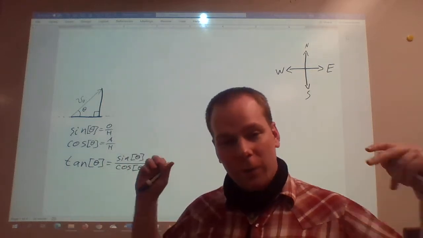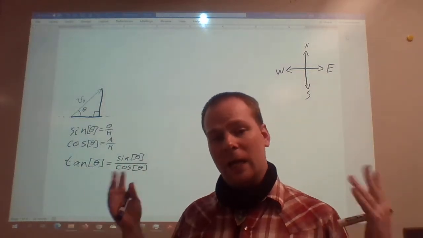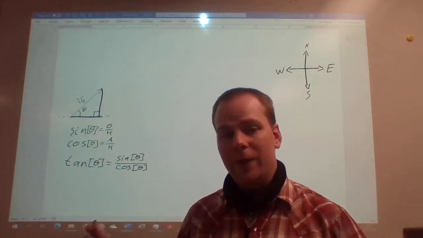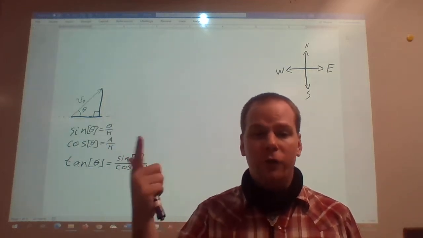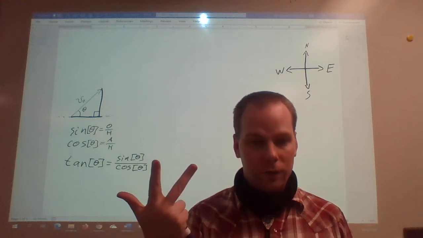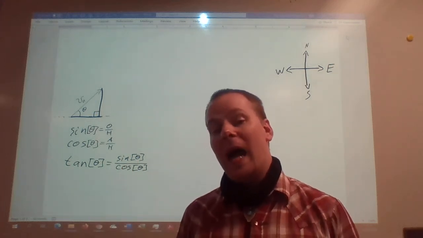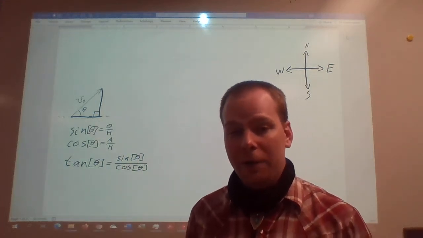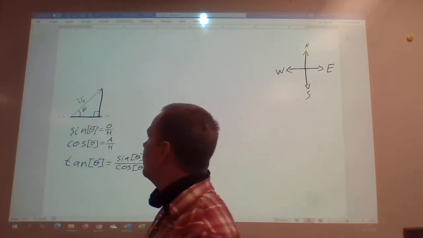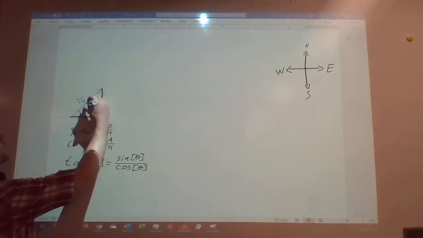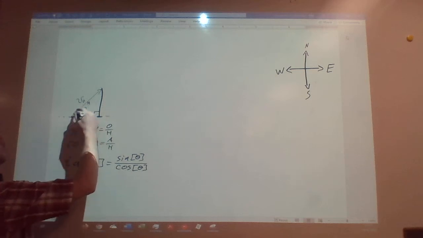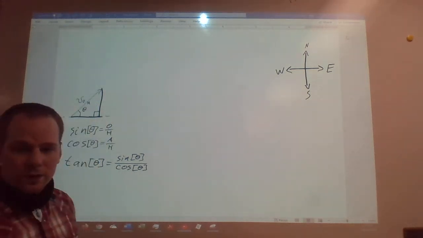Now, I guess the first thing we need to talk about is what the heck are O, A, and H? Well, they stand for opposite, adjacent, and hypotenuse. They refer to sides of the triangle. The hypotenuse should be pretty obvious. The hypotenuse is always going to be the longest side, the side opposite the 90 degree angle.